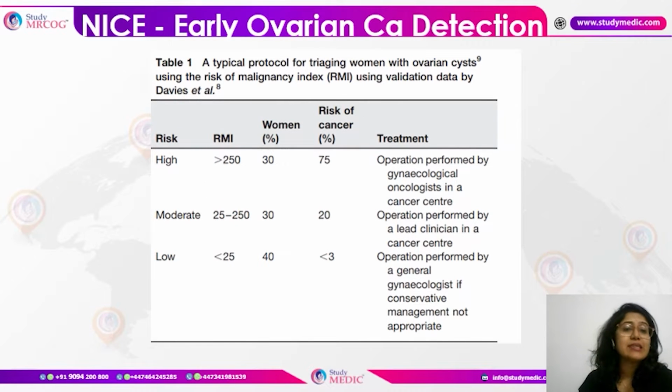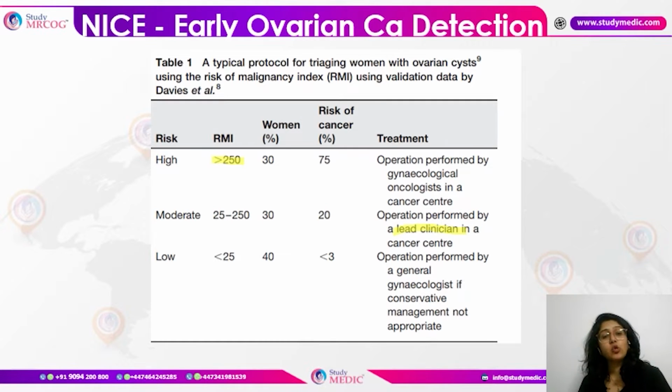Now, coming to the NICE guideline of 2011 of early ovarian cancer detection, here the question has been taken from this particular table. That is, if the RMI score is more than 250, then the operation is performed by a gynecological oncologist in a cancer center, because if the RMI is more than 250, naturally the suspicion of ovarian cancer is very high. If the RMI is moderate, that is 25 to 250, then the operation can be performed by a lead clinician. This is the answer to our question at hand.